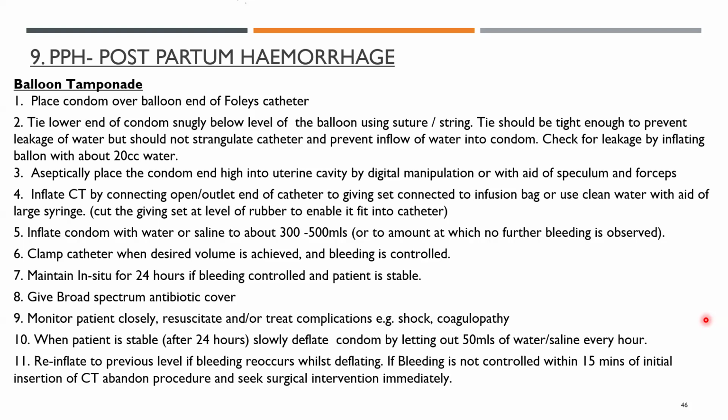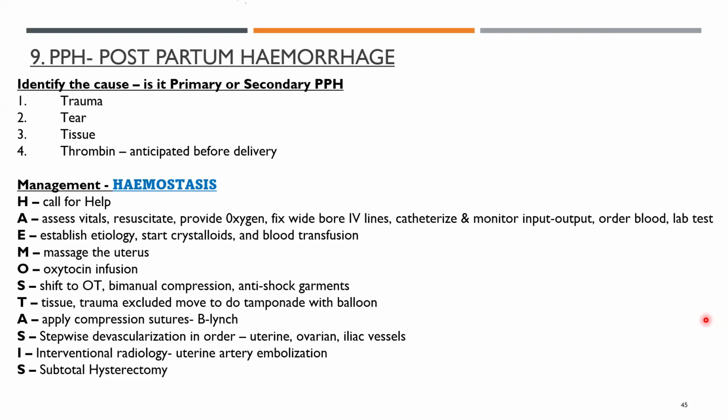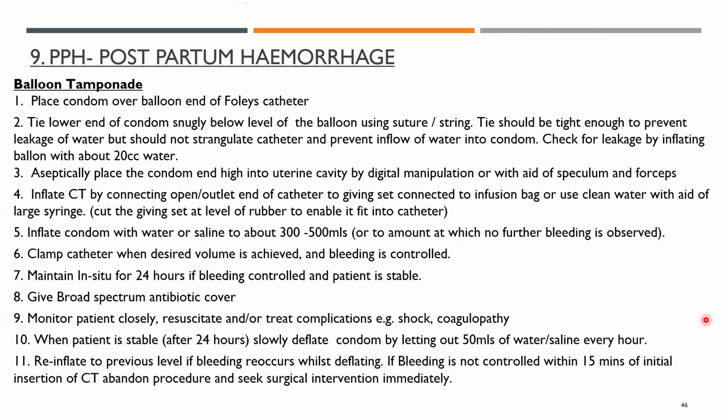If the bleeding is not controlled within 15 minutes of the initial insertion of the condom tamponade, abandon this procedure, go in for a surgical intervention. If this is the first time you're doing the tamponade, you've tried the tamponade, you've filled it to 500 ml, and the bleeding has still not stopped within 15 minutes of doing this procedure, you now go in for the surgical interventions, which involve stepwise devascularization, interventional radiology, and in a worst case scenario, subtotal hysterectomy.